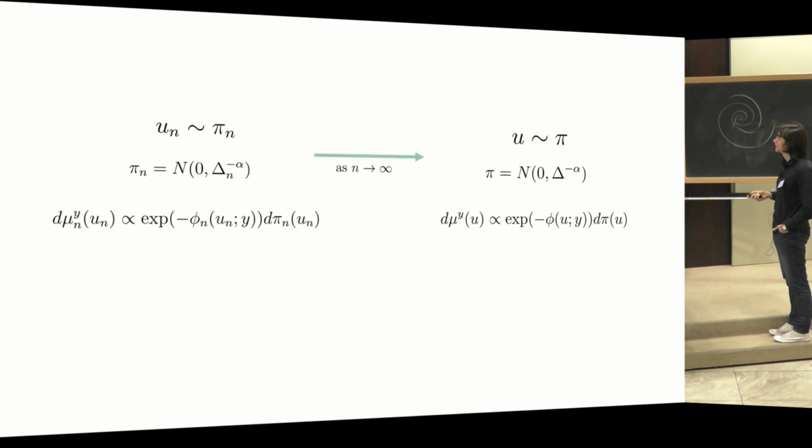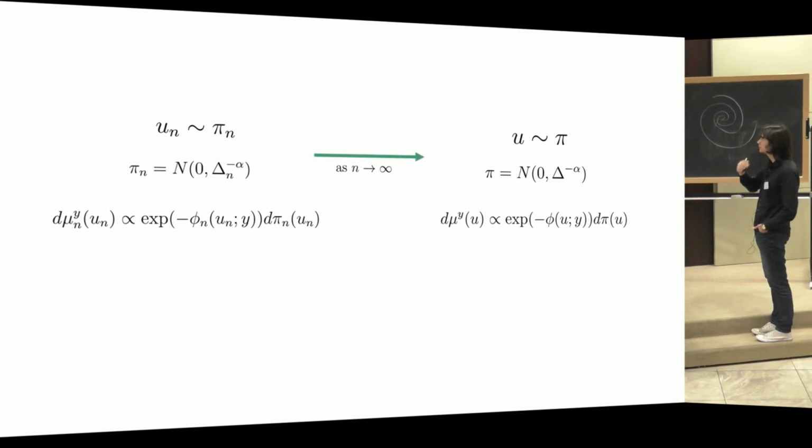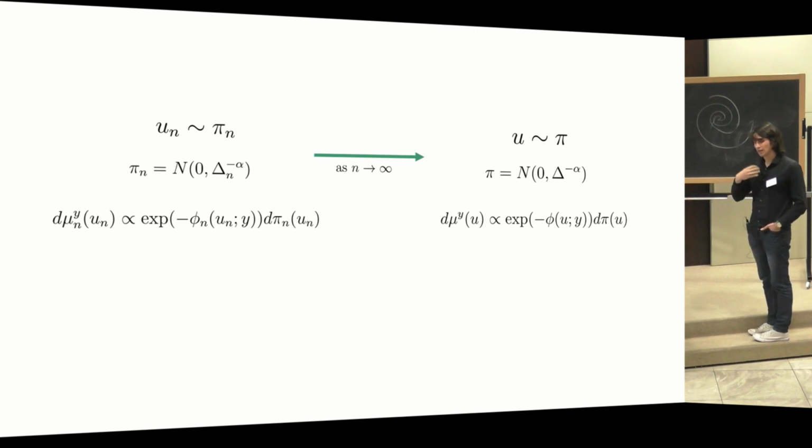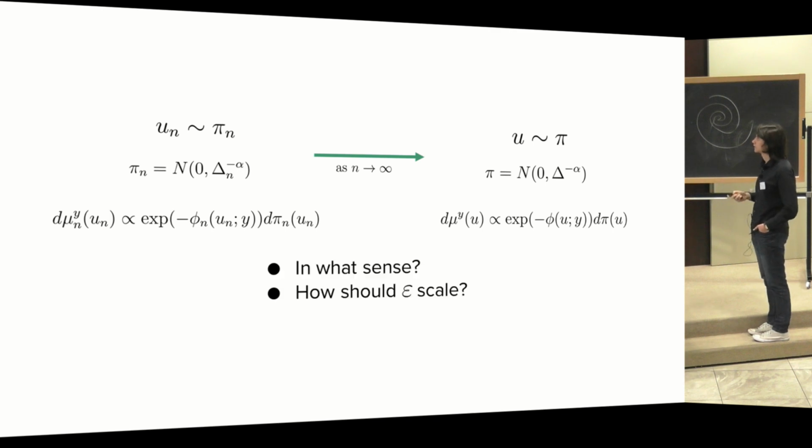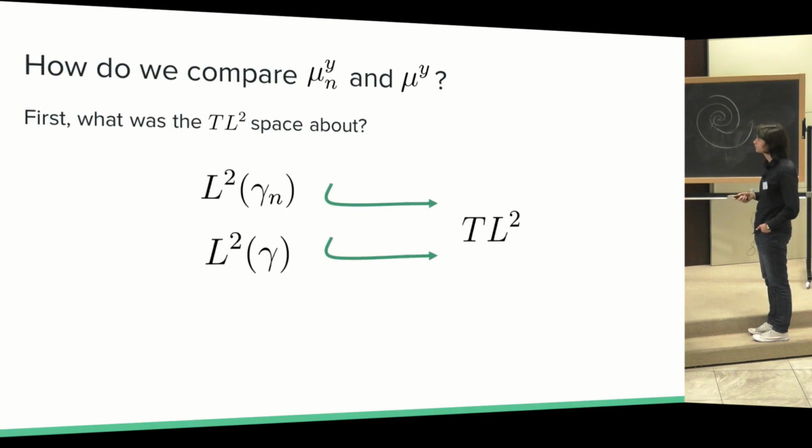You can imagine then that there is a continuum counterpart where now you have functions defined on your manifold. You have a prior on that unknown on the manifold. In this case, it would be a Gaussian process on the manifold with some covariance operator related to the Laplace-Beltrami operator, and you would have a posterior distribution on functions. And so again, one would be interested in the large sample asymptotics. What happens as n goes to infinity? In what sense? How should you scale the epsilon, and so on?